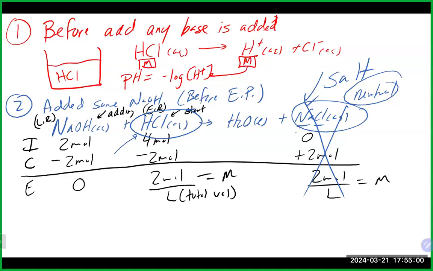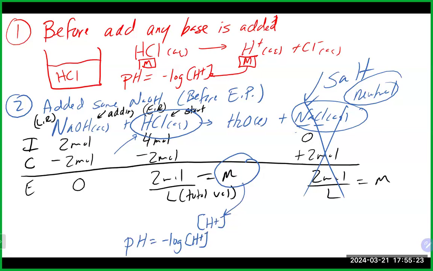So we really need to do this ice table only to figure out what the new molarity of our HCl is at this point in the titration. And once we have that, we pretty much have the H plus concentration because that's a strong acid. And it's right back into our pH equation at this point.